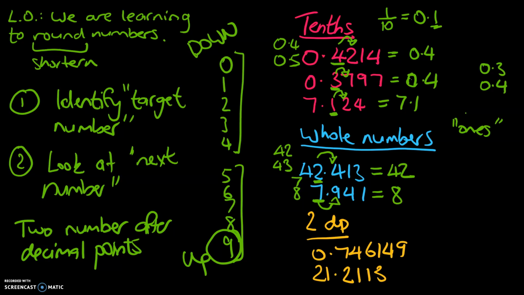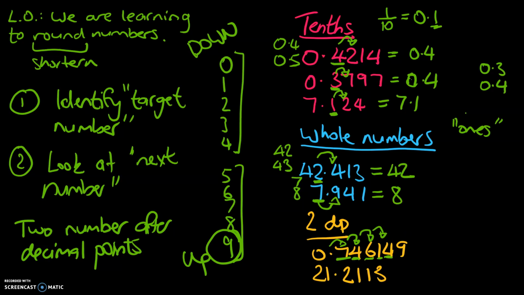So we've got a first question, 0.746149. So that's 7. That would be the 1 decimal place number, because it's 1 place after the decimal point. The 4 is going to be 2 decimal places, the 6 is going to be 3 decimal places, the 1 is 4 decimal places, the 4 is 5 decimal places, and that 9 would be 6 decimal places.